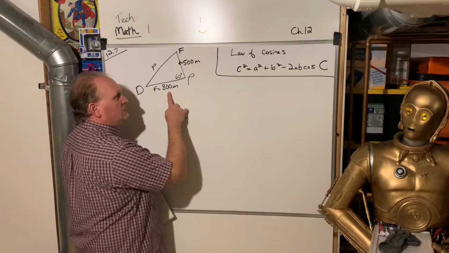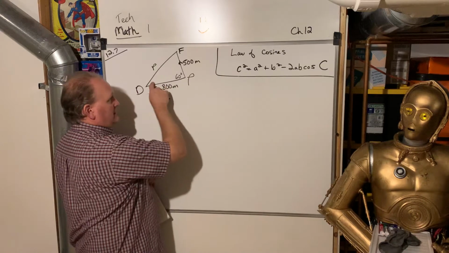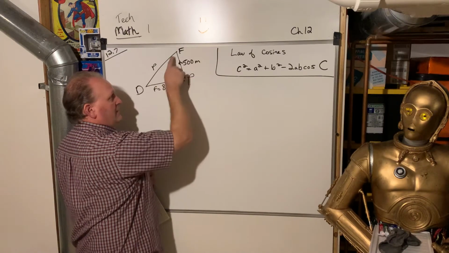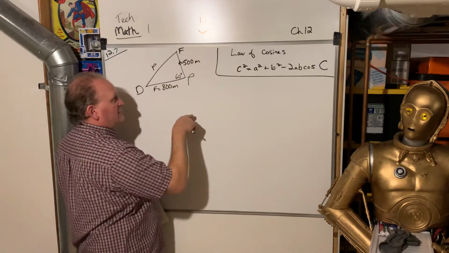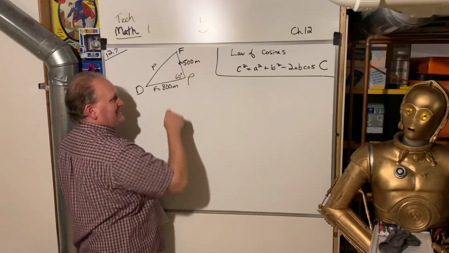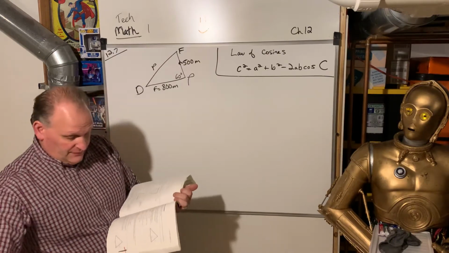We can't use the law of sines because to do sines, we need the angle opposite and the side opposite. So I don't know that and I don't know that. And I can't use Pythagorean's theorem, a squared plus b squared equals c squared, because that's not 90, that's 60, all right? So how do we do it then?